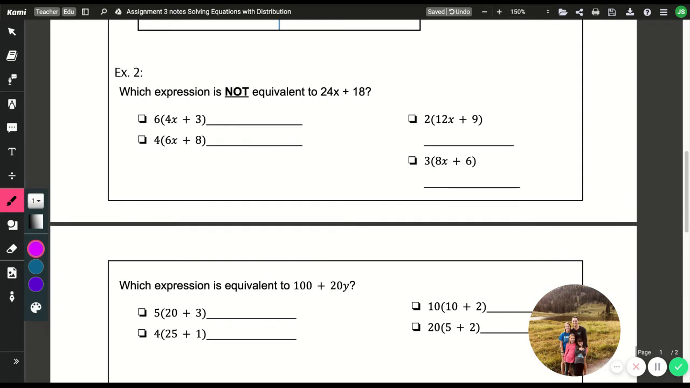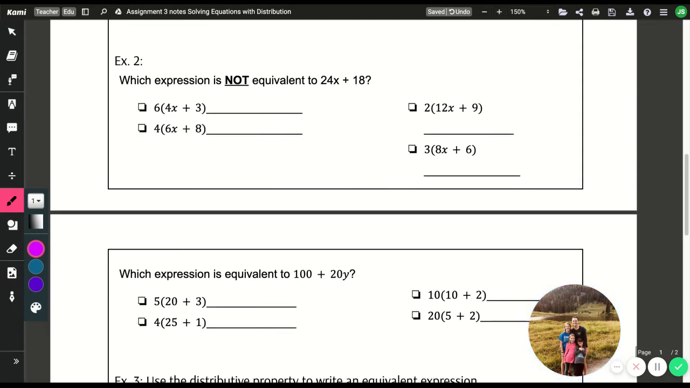Our next section, example 2. We are, again, practicing distribution. And it says, which expression is not equivalent, so doesn't equal 24x plus 18. So there's a line here. You could draw out the rectangle model, but when we distribute, oftentimes instead of drawing that, we should draw an arrow to show that we are going to multiply.